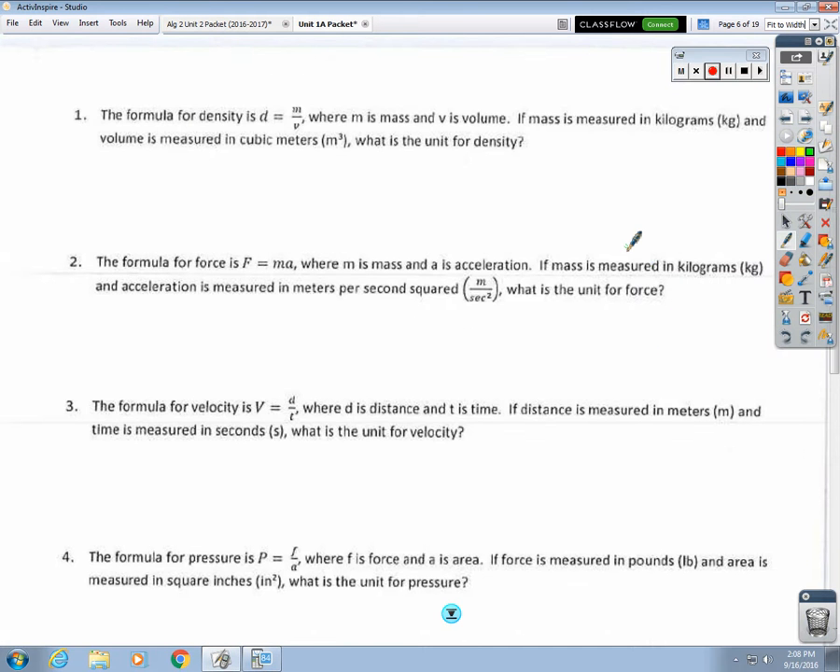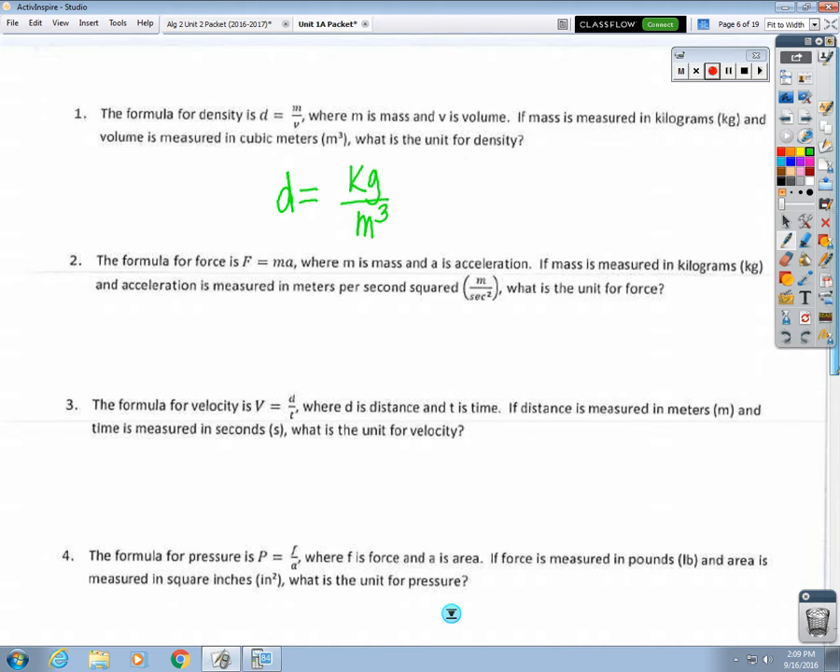The formula for density is m over v, where m is mass and v is volume. If mass is measured in kilograms and volume is measured in cubic meters, what is the unit for density? All they want you to do is rewrite this formula, but instead of using m and v for mass and volume, you put their units. So what is mass measured in? Kilograms. And what is volume measured in? Right. And that's all they're wanting you to do.